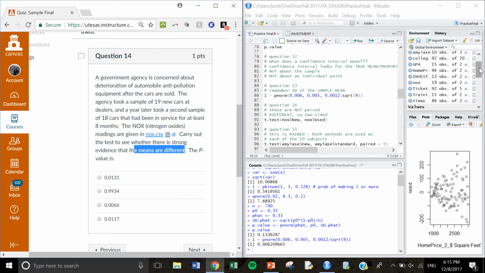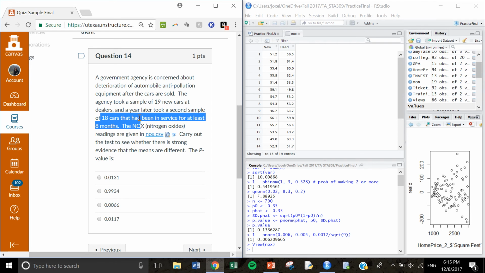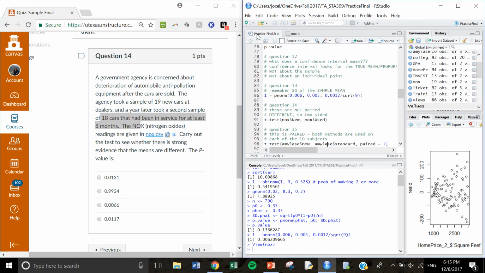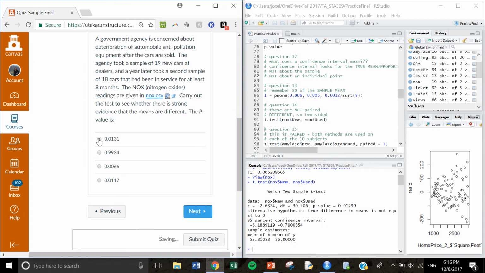So when we look at the Knox file, there's a column called new and a column called used. And what you need to realize in this question is that the 19 cars are not the same cars as these 18 cars. So this is not paired. It's a two-sample independent t-test. That's why we just do test, comma, used. That's all you have to do for this question. It's not paired, and it's two-sided. And we get that our p-value is 0.13. And the rounding is a little weird for this question, but it's close enough.